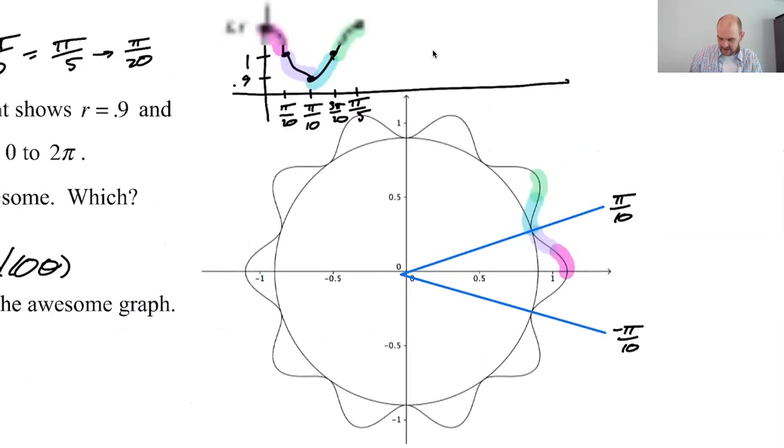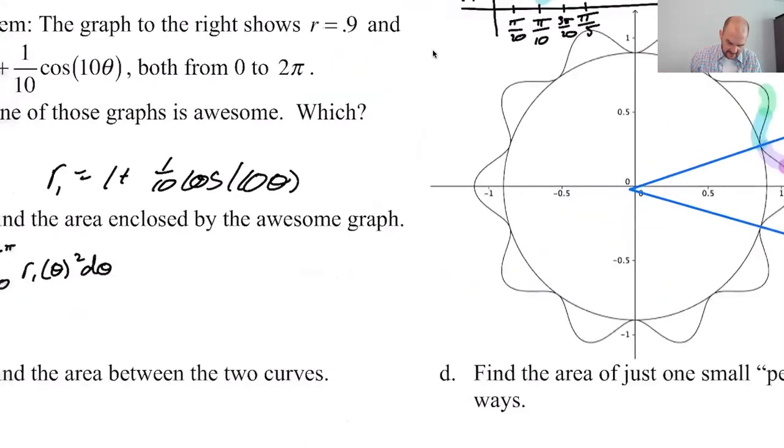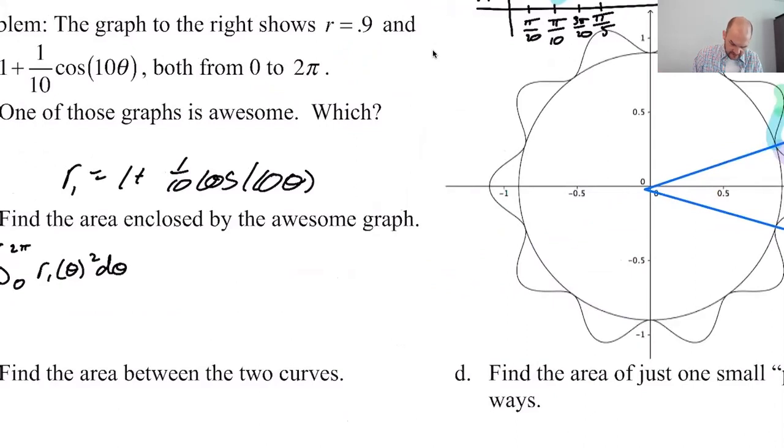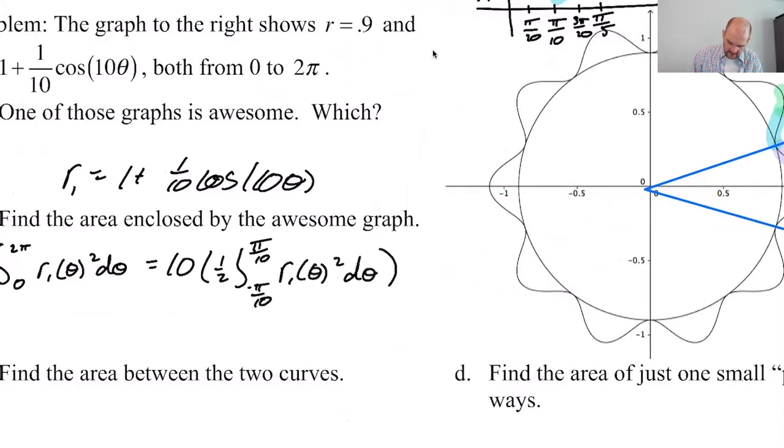Okay, so how many ice cream cones are there? Well, 1, 2, 3, 4, 5. Well, okay, so you get 2.5 ice cream cones per quadrant. And then we need 4 of those, so that's 10. So I think I could also have done 10 times 1/2, integral from negative pi over 10 to pi over 10, of R1 of theta squared d theta. I think this also would have worked.